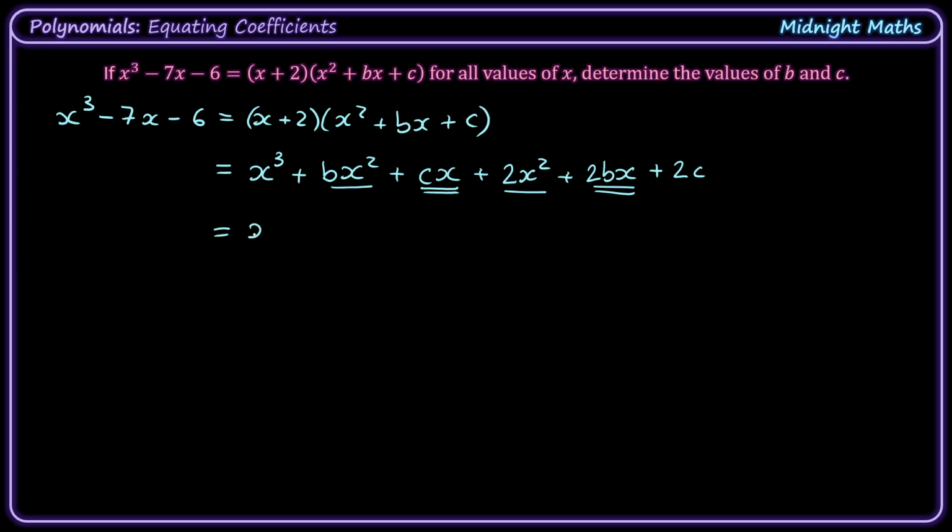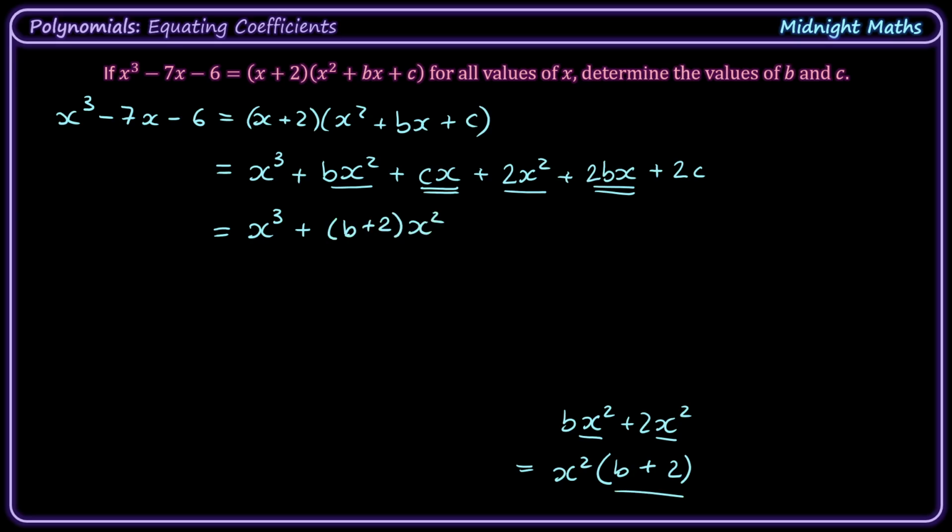So I'll write out, I still only have one x cubed, but how do I collect my bx squared together with my 2x squared? Just do it on the side, bx squared plus 2x squared. What you can do is bring out the like term, which is the x squared, and then whatever is left goes in the bracket. So I have a b left in the first term and I have a 2 left in the second term. I'm just going to put this bracket first though, because it looks more like a coefficient that way. So the bracket goes first and then the x squared.